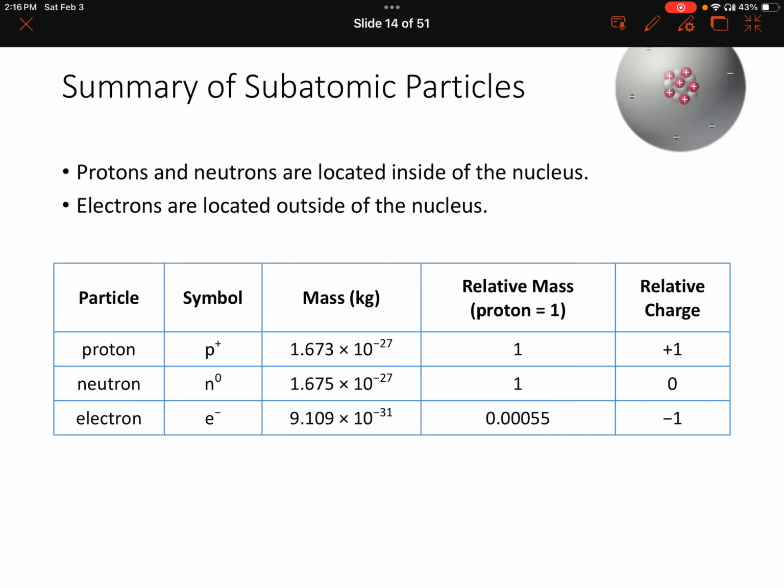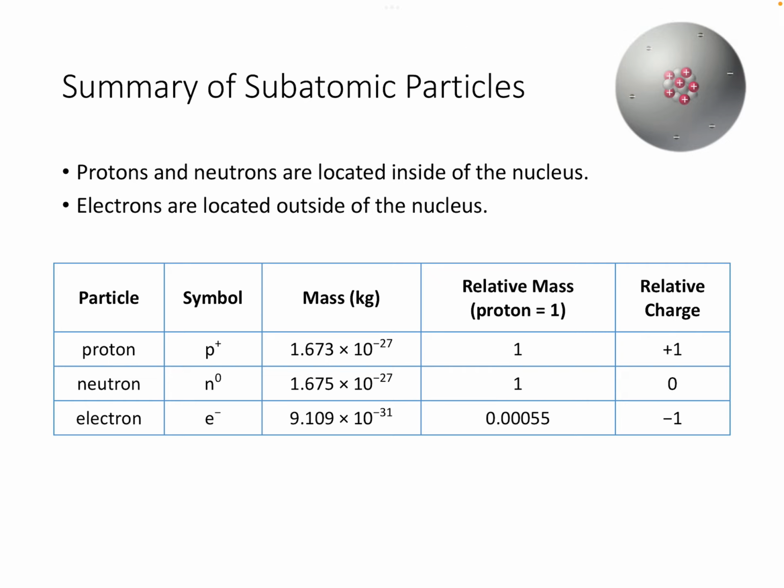So let's just summarize what we've learned so far. So we said that protons have a mass of about 10 to the negative 27 kilograms, and neutrons are about the same. So we can actually give them a relative mass of 1. That's a lot easier to think about. Electrons, however, are much, much smaller in terms of mass. So their relative mass is 0.00055. And that's why electrons don't really contribute to the mass of an atom.